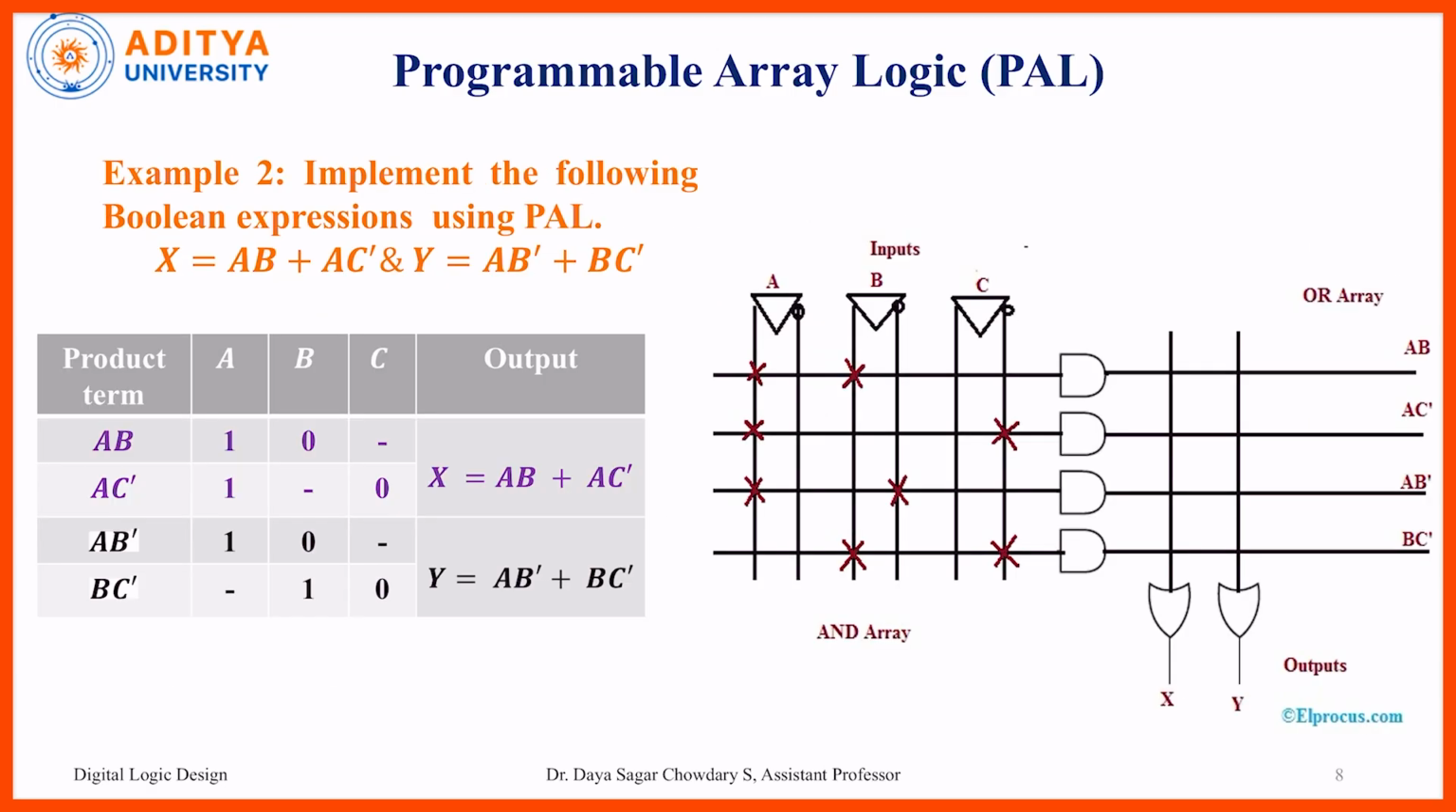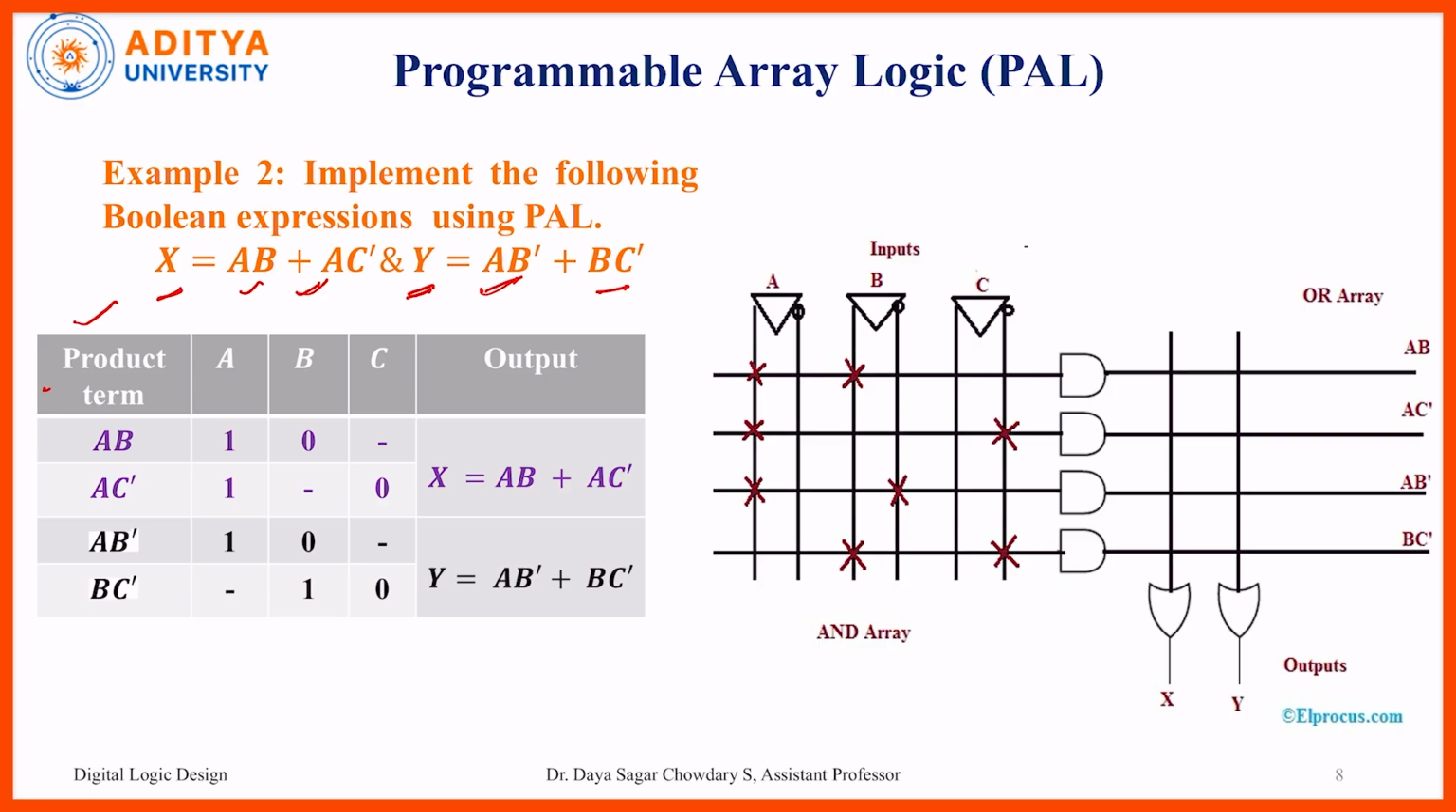And here, example 2 again contains 2 expressions, X and Y, each with 2 terms. Here AB plus AC bar, these 2 terms belong to X, and AB bar, BC bar, these 2 terms belong to Y. So again, this is the PAL table we have to construct.